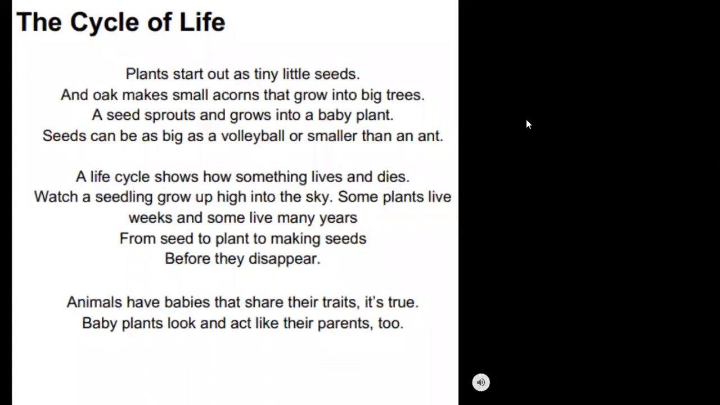The Cycle of Life song. We should know this song pretty well by now because we've had a lot of days where we've got to hear it over and over again. So I'm not going to play it for you again today, but you can pause this and sing along to it and see if you remember how to sing it.